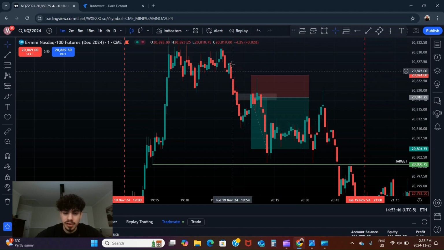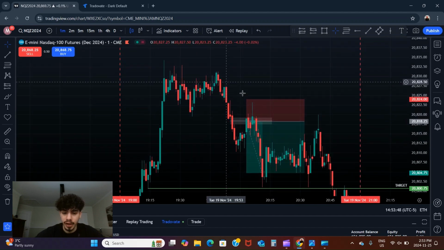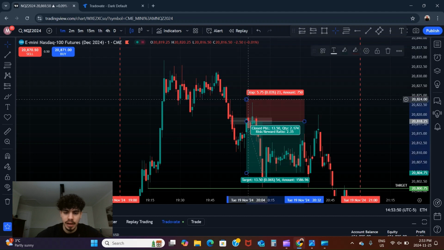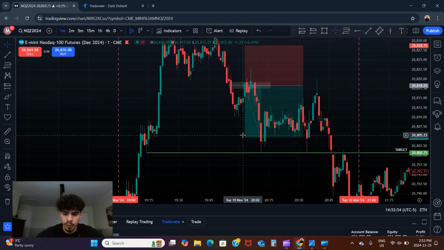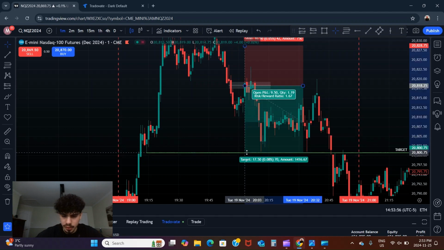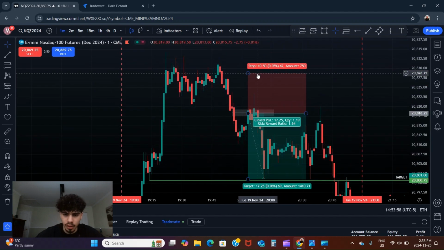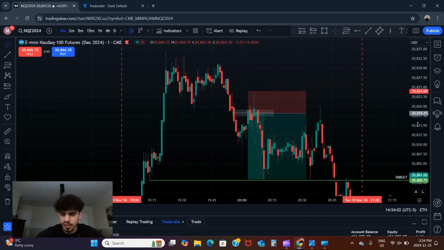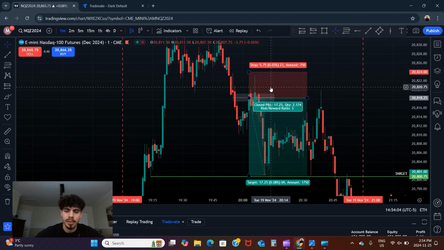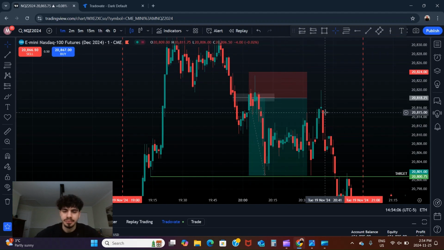Sometimes it should technically be above the breaker and the fair value gap, but in this case that would leave you with a horrible risk to reward. Well, it actually wouldn't be that bad, it would be like a 1.64. But if you bring it down, you get around a 3 risk to reward here. So that's way better. Obviously, you have to do it case by case, right?